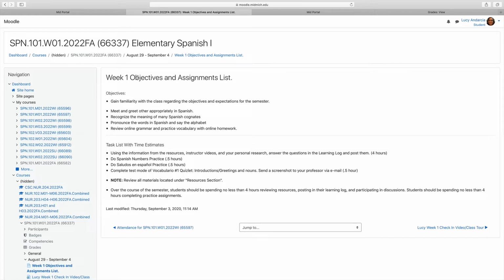So we're going to learn to meet and greet in Spanish, recognize the meaning of many Spanish cognates, and pronounce the words in Spanish. So we're going to know all this. And then you also got what activities you're going to have. Being online, you still are required to do activities that really comprise a specific amount of time. Because this class is for credit hours, I have to make that also be reflected in how much time you spend doing activities.